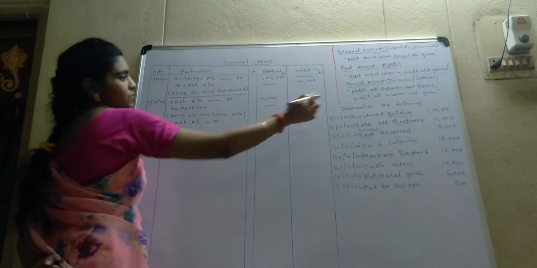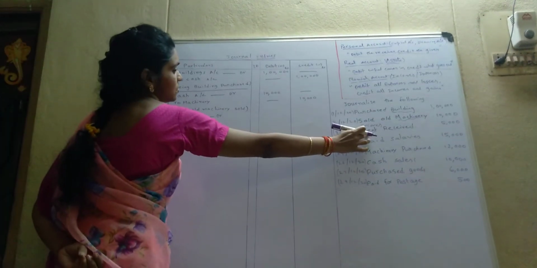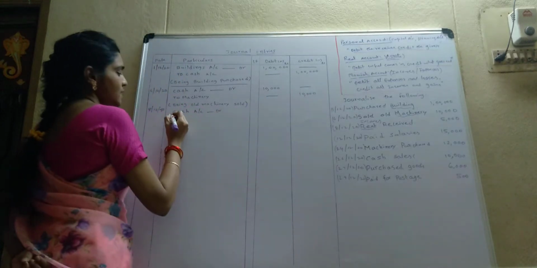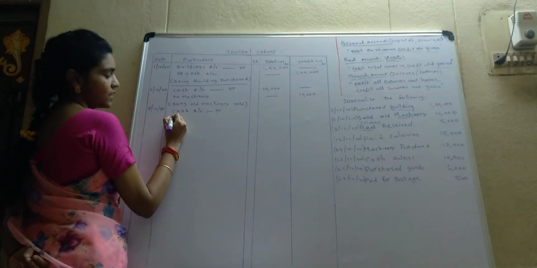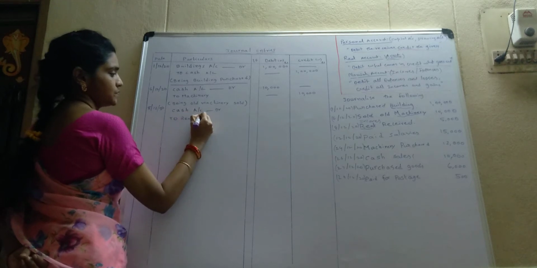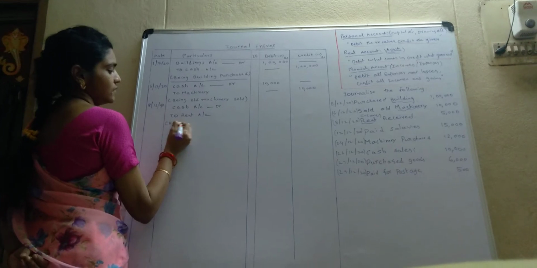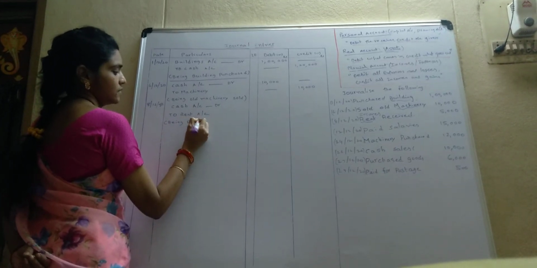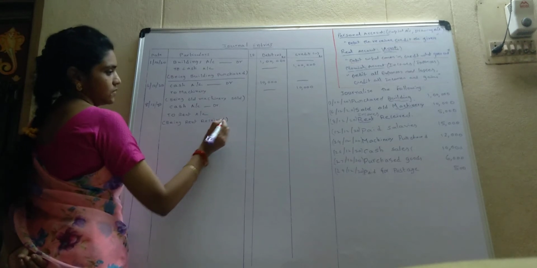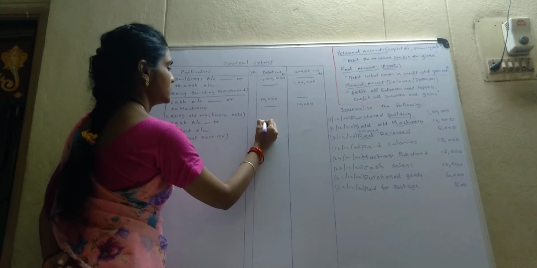And here, rent income. What we have to do? Credit all incomes. Rent belongs to nominal account. So what is the rule? Credit all incomes and gains. So what we have to write here? To rent account. Being rent received. What's the amount here? 5,000.